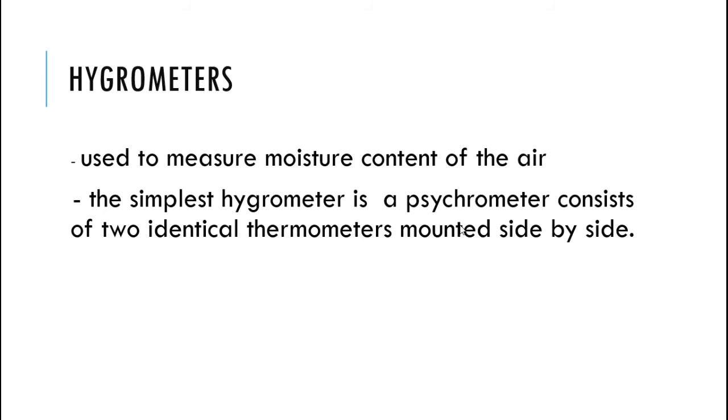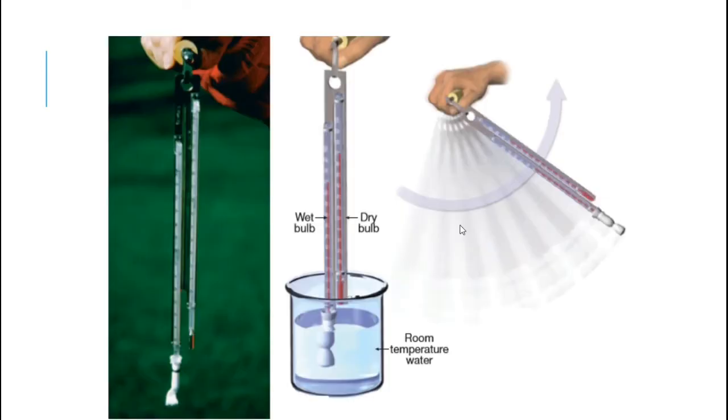So, a hygrometer is one of the instruments that we can use to measure the moisture content of the air. The simplest one is a psychrometer, consisting of two identical thermometers mounted side by side. We will have a separate discussion on these instruments. Okay? So this is how it looks like. Meron siyang dalawang bulb. We have the wet bulb and then the dry bulb.